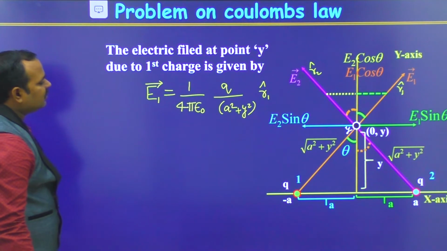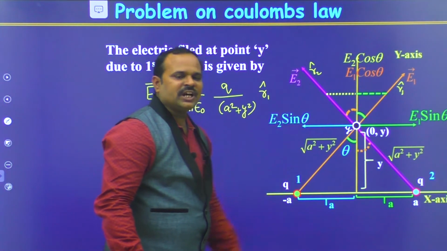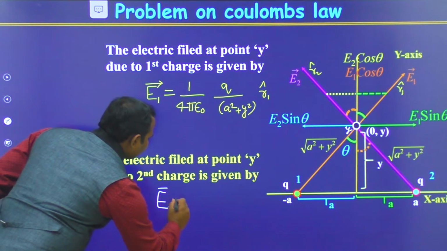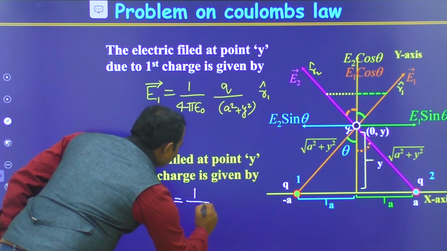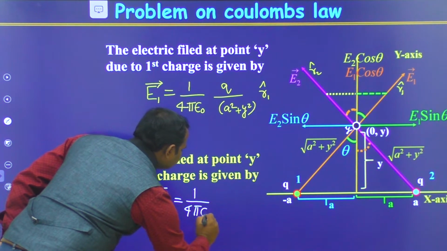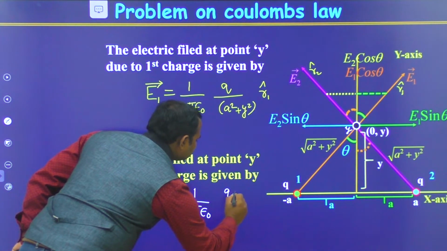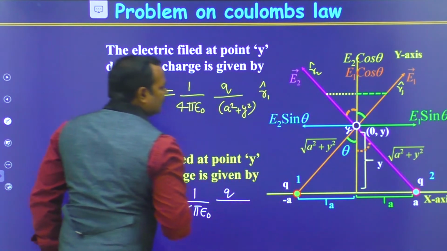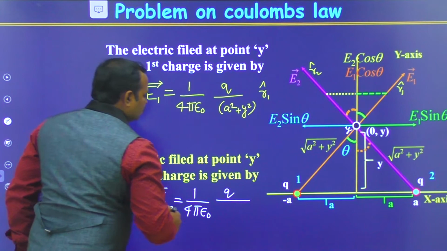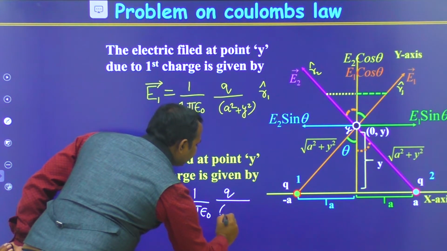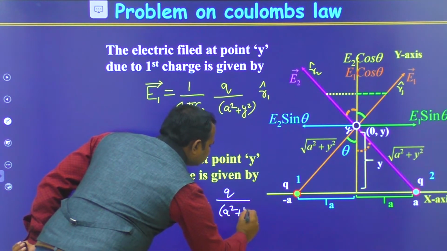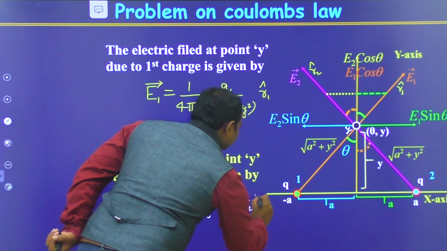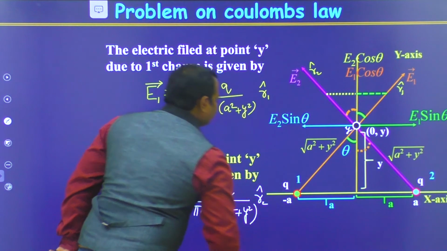Now the electric field produced at y because of charge 2, we represented this with E2 bar. E2 bar is equal to 1 by 4 pi epsilon naught. This is also charge q by, the distance between the charge to the point is root of a square plus y square. So q by r square means we can write a square plus y square. And here this is r2 cap.